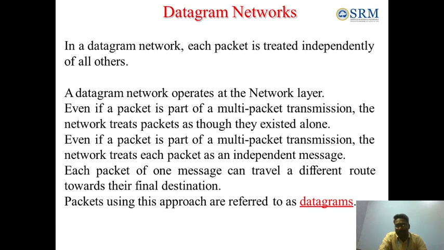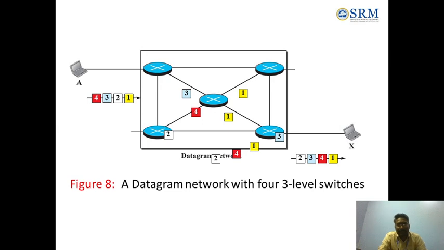Packets can travel by different routes to reach the final destination, and these packets use the approach named datagrams. This is the datagram network, which consists of three switches between the sender A and the destination X. The diagram explains how packets are transmitted from a source to the destination through three different levels of switches.